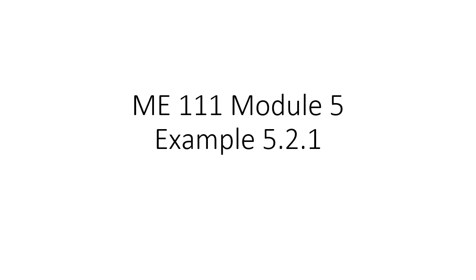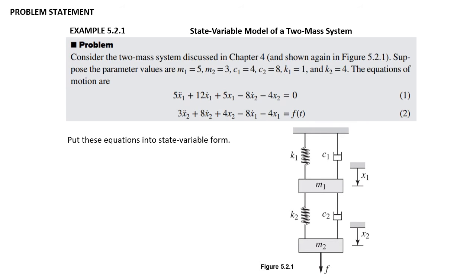So we're going to take a look at an example in Module 5 here. The example we're going to go through is 5.2.1. In this example problem, they're asking us to consider a two-mass system, similar to what we discussed in Chapter 4, and we can see it again in this figure below, 5.2.1. Suppose the parameter values are given as m1 equals 5, m2 equals 3, c1 equals 4, c2 equals 8, k1 is equal to 1, and k2 is equal to 4.